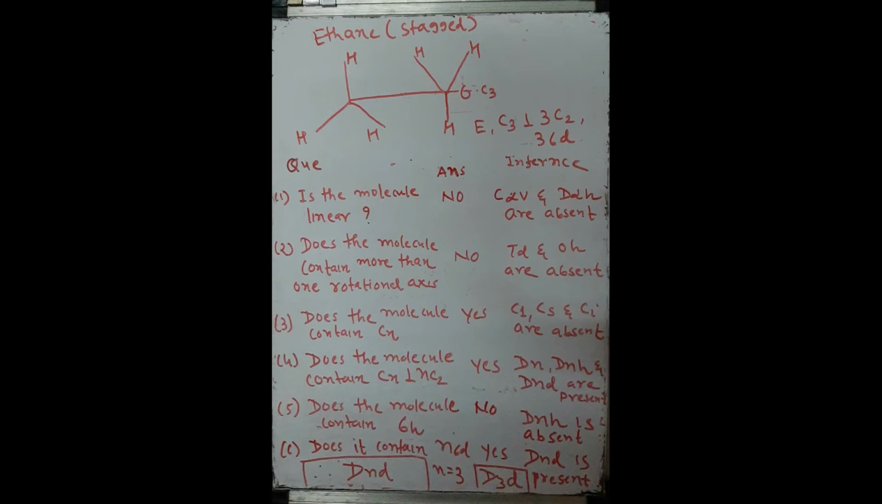Next question we ask, does the molecule contain sigma h? Answer is no, that means Dnh is absent, and therefore, does the molecule contain n dihedral planes? Answer is yes, therefore point group of this molecule is Dnd. Here n is equal to 3, therefore point group of this molecule is D3d.